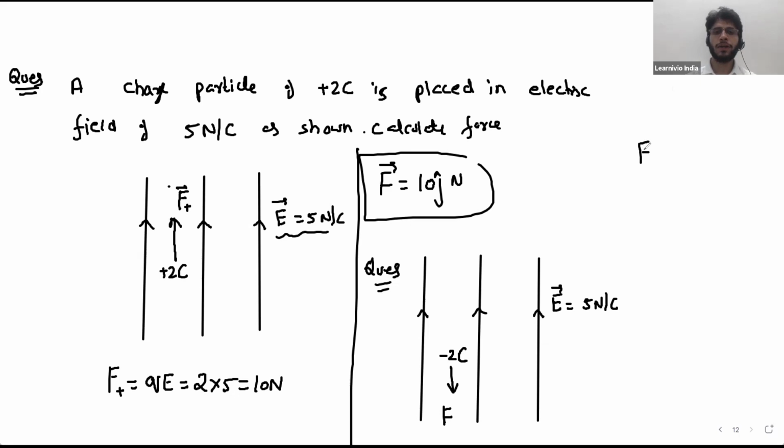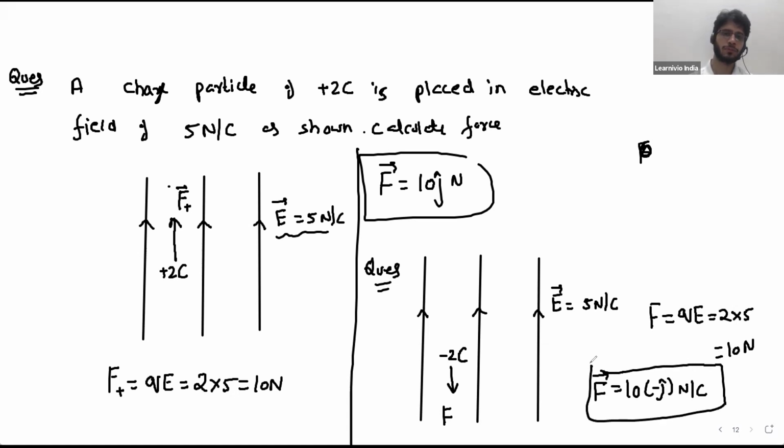And what is the magnitude of this force? The magnitude is same. It's QE. It's 2 into 5, which is 10. But the direction is along negative y-axis. So in vector form, we can write this as 10 minus j cap Newton. So this is force, 10 minus j cap Newton now.